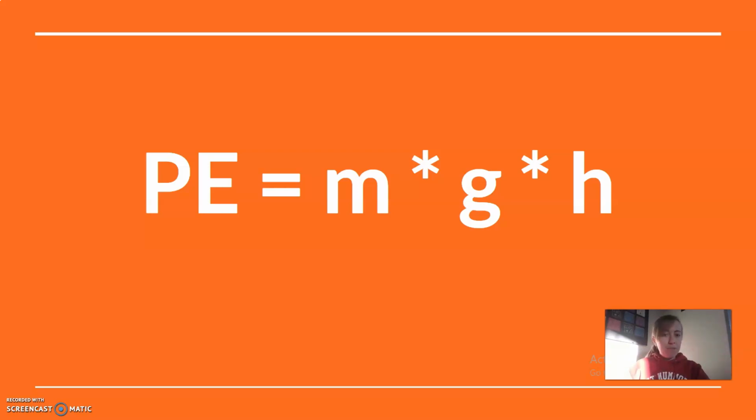And we can remember that if you know the hospital, mgh. I feel like that's an easy way to remember the potential energy formula. You don't have to memorize it, but it can be helpful to just have those words in your head. So potential energy equals mass times gravity times height.